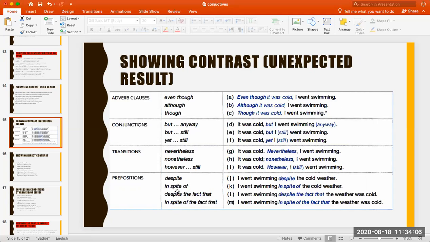Or prepositions, where usually they create simple sentences unless you use a clause, like despite the fact that. These prepositions are always followed by phrases or that clauses. These are similar to due to and because of and owing to, but those are used to mean because. These ones, despite, in spite of, are prepositions to mean however, contrast. Even though it was cold, comma, optional, I went swimming.